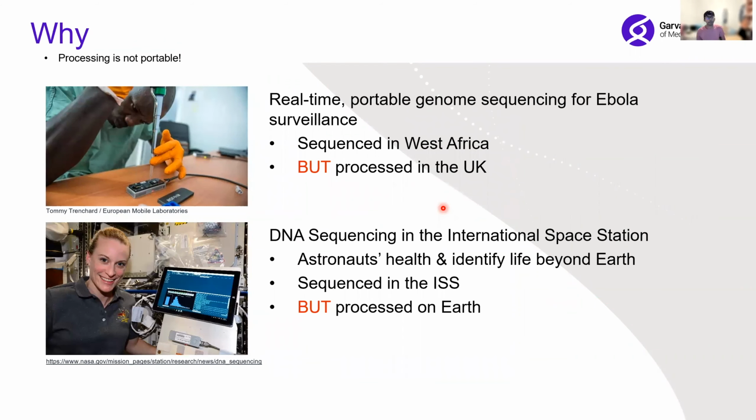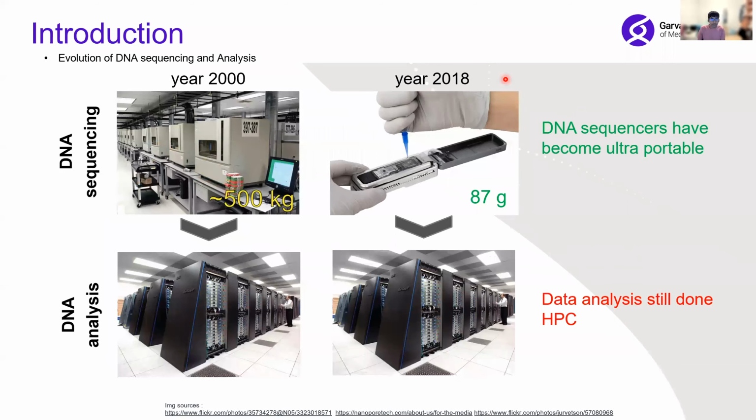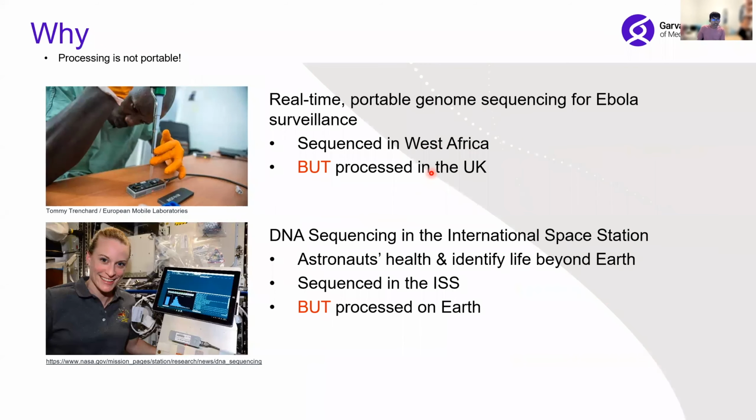So there's a problem, because in many cases where this ultra portable sequencer could be used in the field, the data still had to be transferred. For example, several years ago there was an Ebola outbreak in West Africa. At that time, the scientists had to send the data from the epicenter of the outbreak to the UK by internet to process the data on a supercomputer.